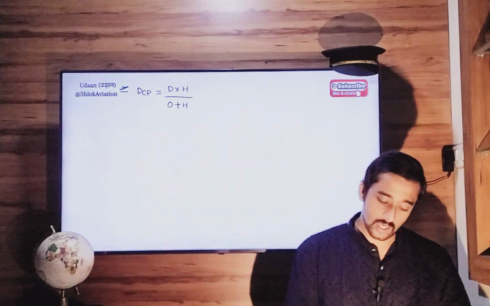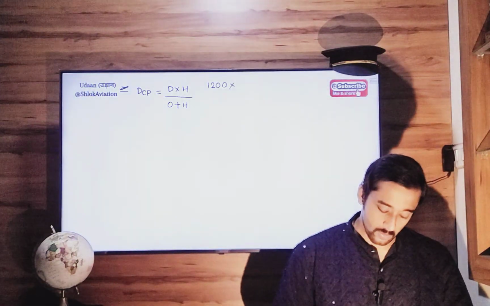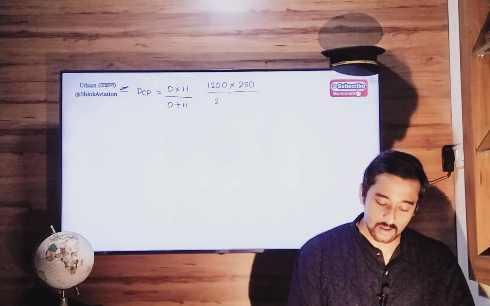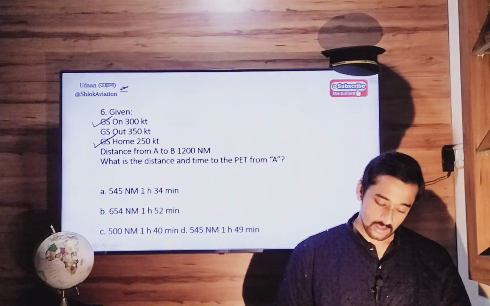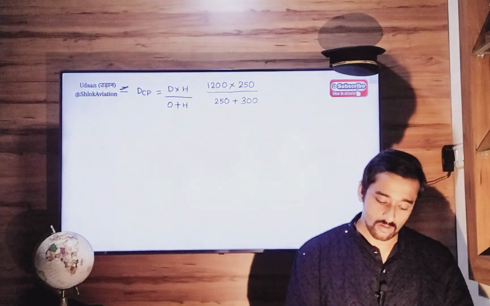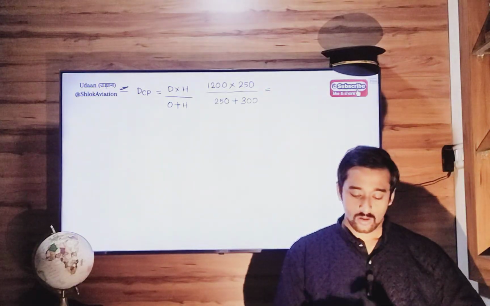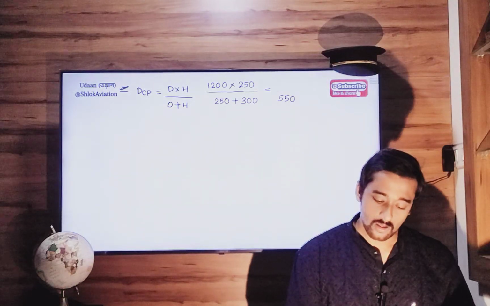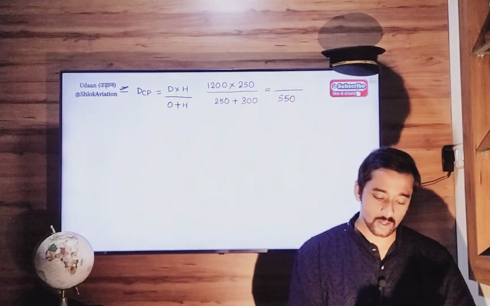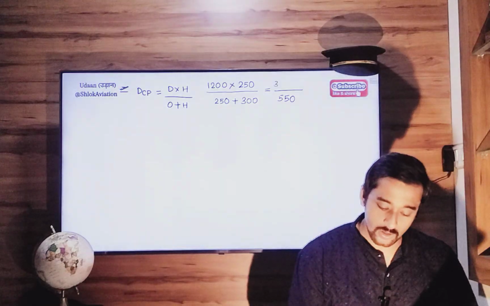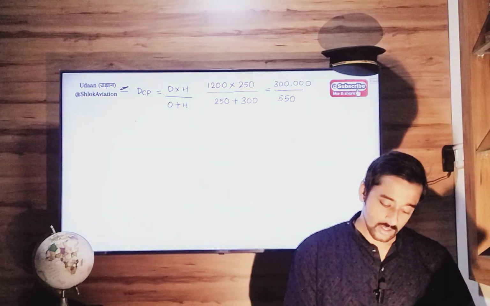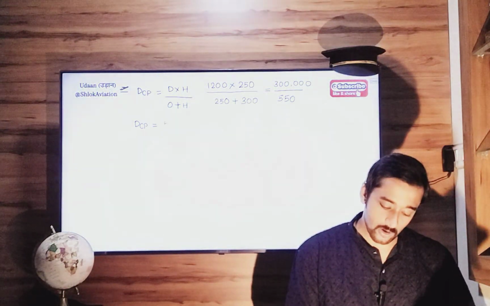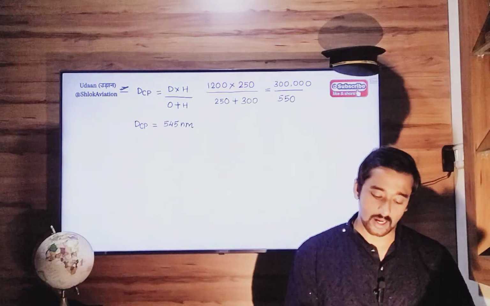So total distance is 1200. Homebound speed is how much? 250, divided by 250 plus 300. So 250 plus 300 equals 550. 1200 multiplied by 250 equals 300,000. So distance to critical point equals this much divided by 550, which is 545 nautical miles.